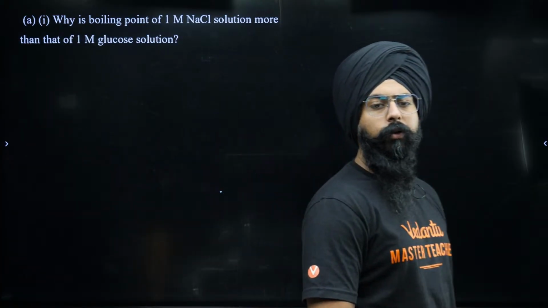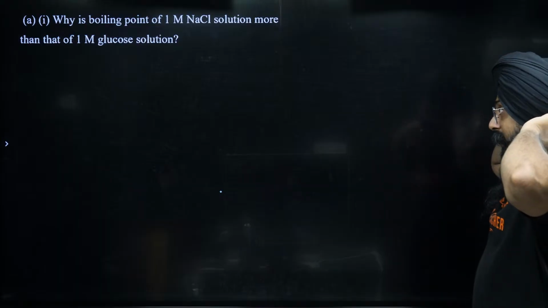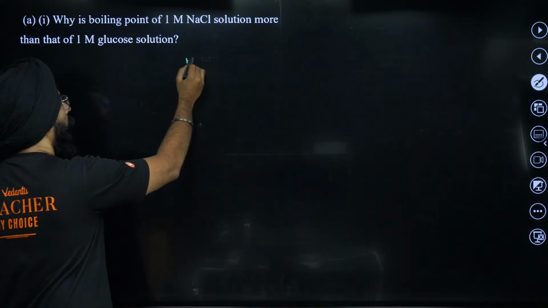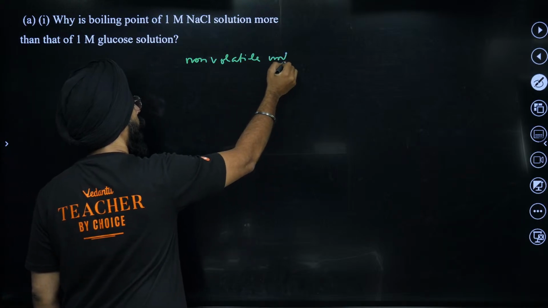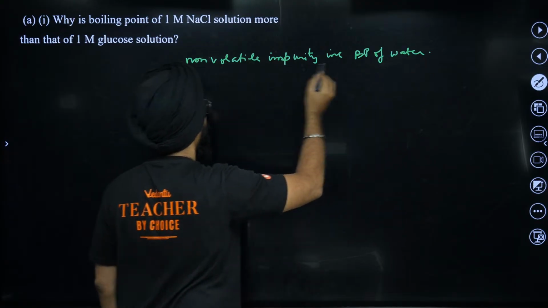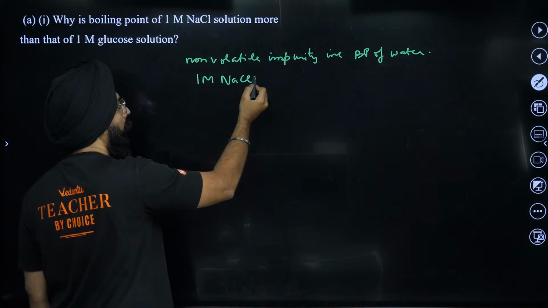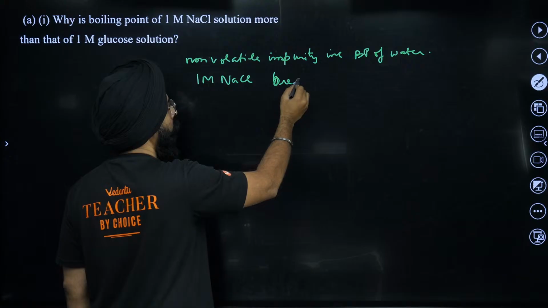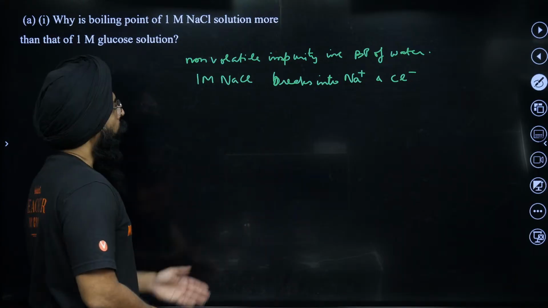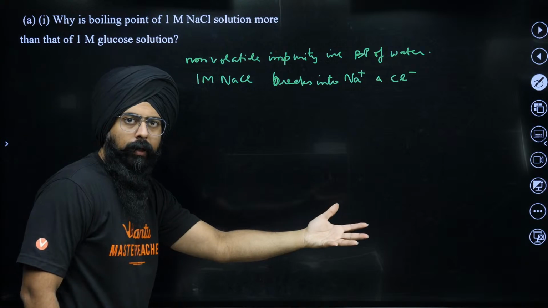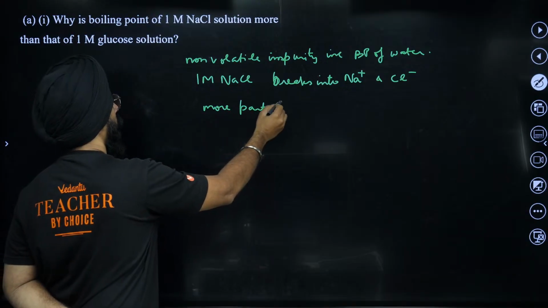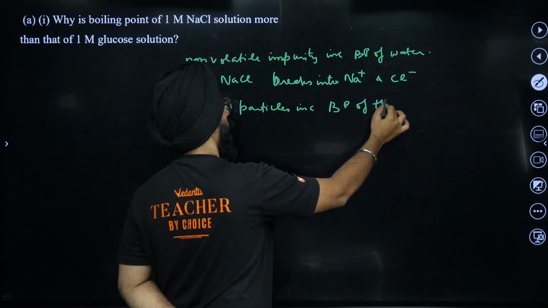So the same idea over here goes for NaCl solution. Why is the boiling point of 1 molar NaCl solution more than that of 1 molar glucose solution? Yeah, because non-volatile impurity increases boiling point of water. 1 molar NaCl breaks into Na positive and Cl negative, right? So because it breaks into 2 particles, there are more particles that are increasing the boiling point of water.